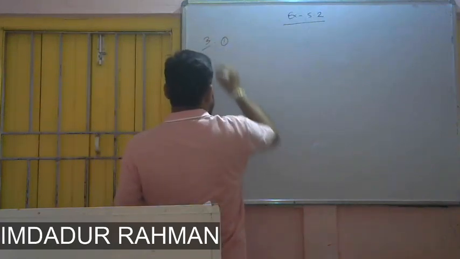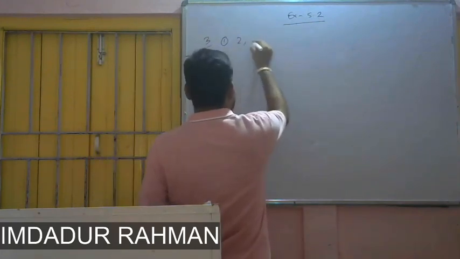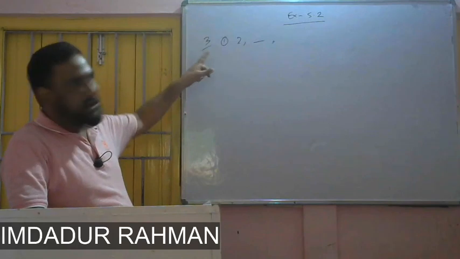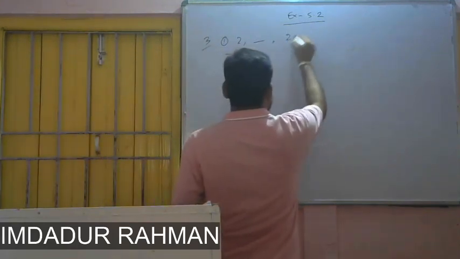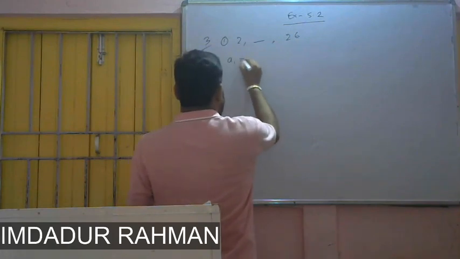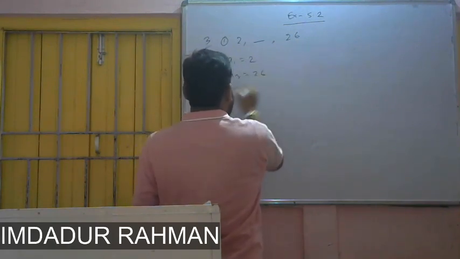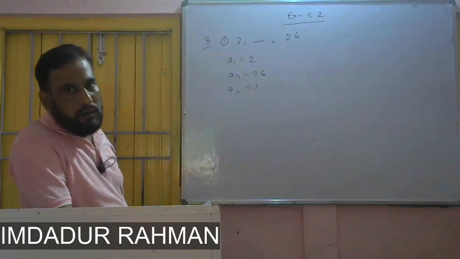Question number 3, Roman 1: 2, dash, dash, 26. Here A1 is equal to 2, A3 is equal to 26, and A2 we have to find out. Okay, how will you do it?